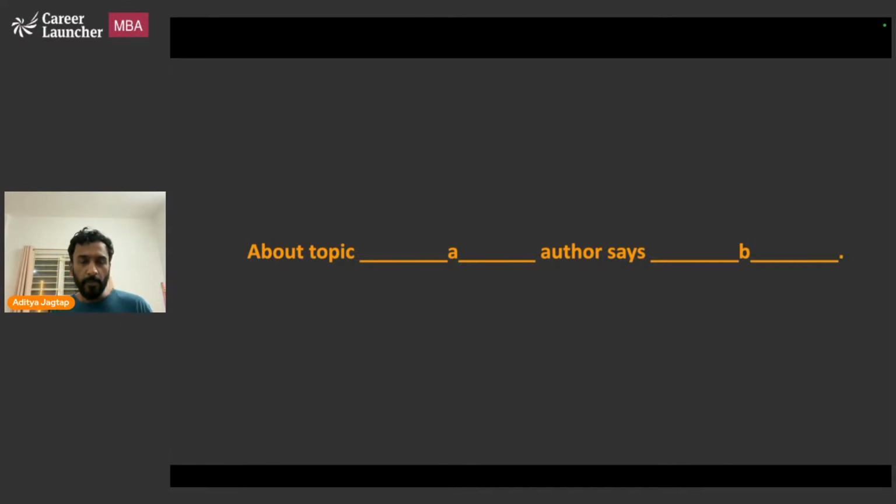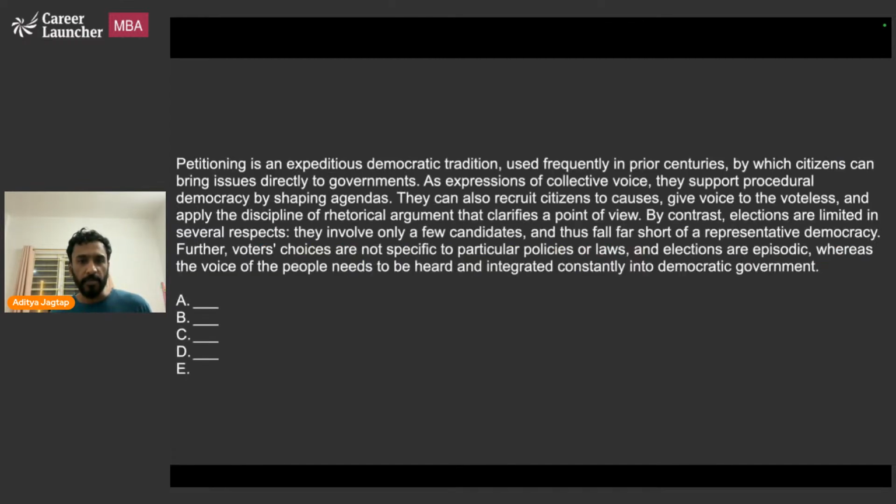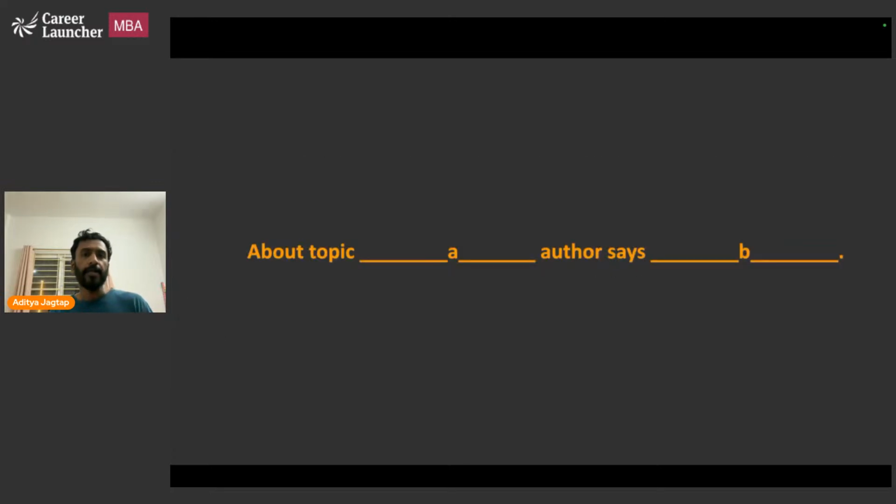And those specific problems range from either there is a factual mistake or an opinion based mistake, meaning the author's opinion or fact has been restated incorrectly, or coming to this sentence, which is about topic A, author says B. The second problem with the incorrect option in a para summary question is the author's main point is not correctly recorded or not recorded at all, right?